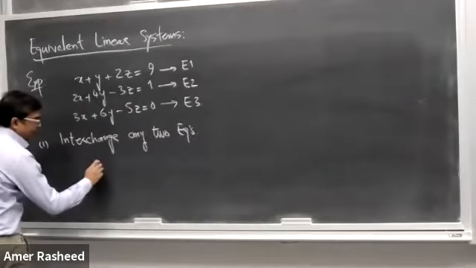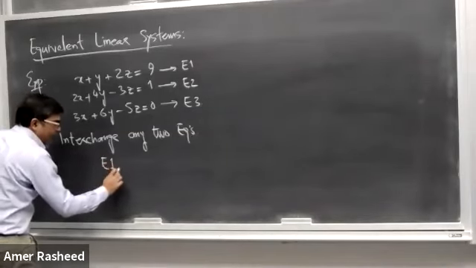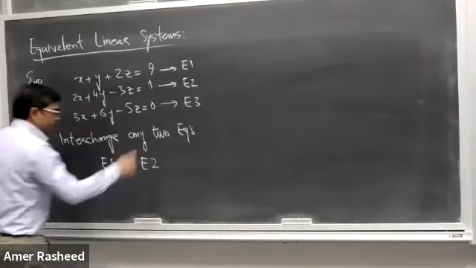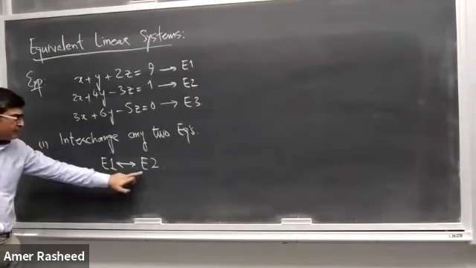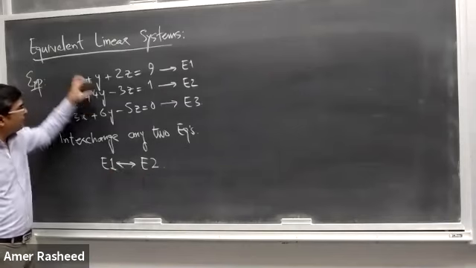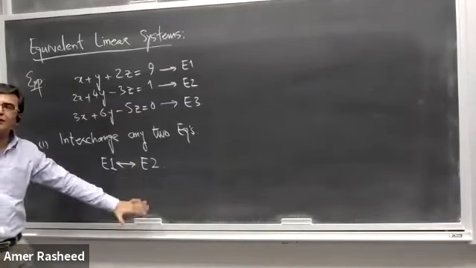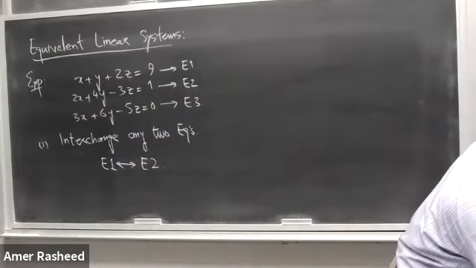For example, how do we write interchange? Equation 1 interchanged with equation 2: E1 and this sign, E2. It means interchange the first equation with the second equation in the previous linear system and obtain a new linear system. This is how we can do this.